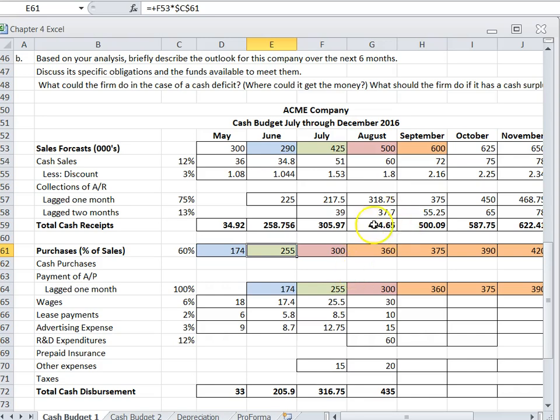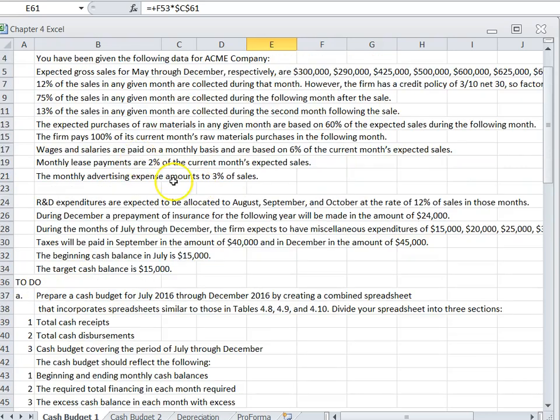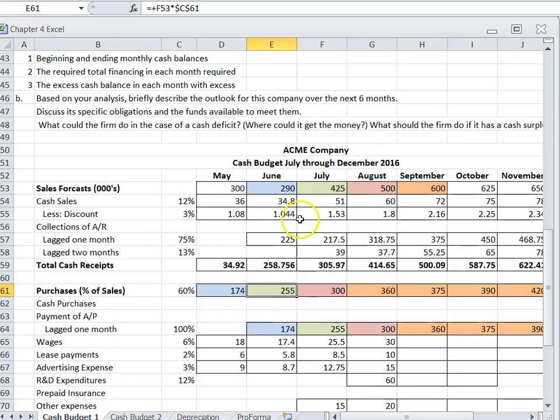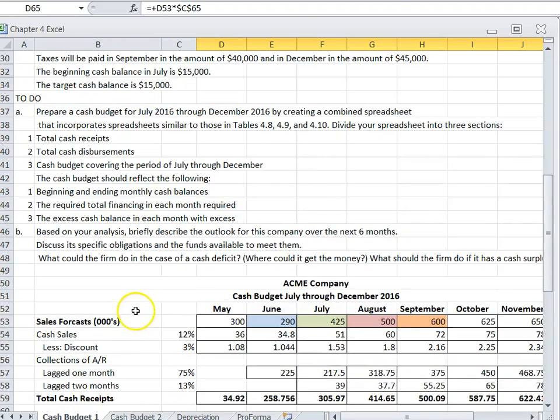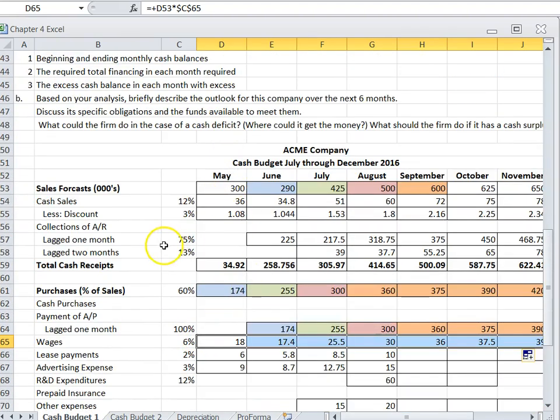Okay. So let's go back up and see what the next thing is. Wages and salaries are paid on a monthly basis and are based on 6% of the current month's expected sales. Okay. So wages are 6% of the current month. So I would take the current month's sales and multiply it by 6%. And let me lock down, I'm hitting F4 to lock down that cell. So then I can just drag this across. You'll see that these numbers won't change. And I can bring this all the way across. Okay, so that's our wages. They're 6% of the current month's sales, so that's an easy one.